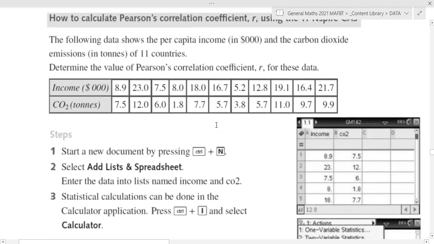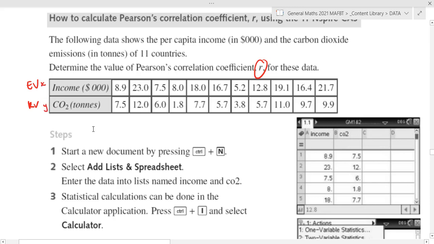So how do we determine the R value using ArcCAS? Well, here's an example. The following data shows per capita income in thousands and the carbon dioxide emissions in tons of 11 countries. Determine Pearson's correlation coefficient R, or the R value, for these data. Before we start, let's figure out what is my EV, what is my RV here. Does your income, how much money your country makes, determine how much CO2 it will emit? Or does the amount of CO2 you emit determine your income? Bit debatable, but I would say the EV is the income. The richer a country is, the more likely the amount of CO2 they produce. So this is your X variable, and this is your Y variable.